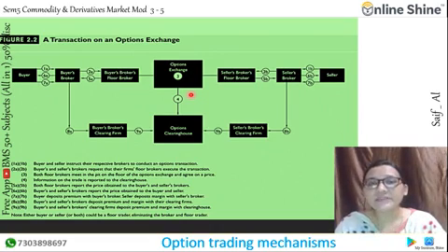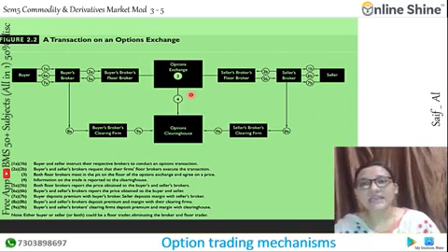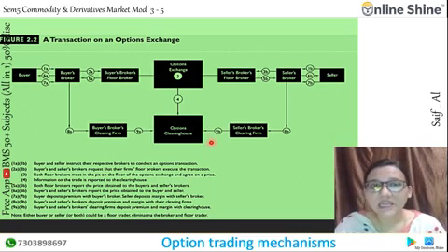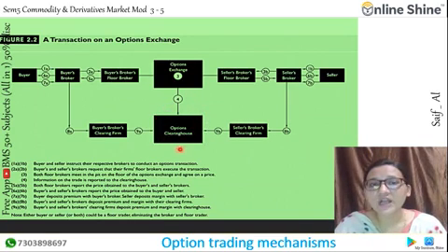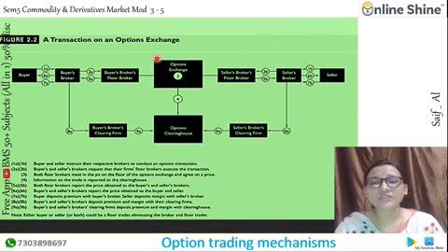It is the middleman, who acts between the buyer side and the seller side. We will learn more information regarding the clearing house in the next chapter. Now, this is the transaction on the option exchange.